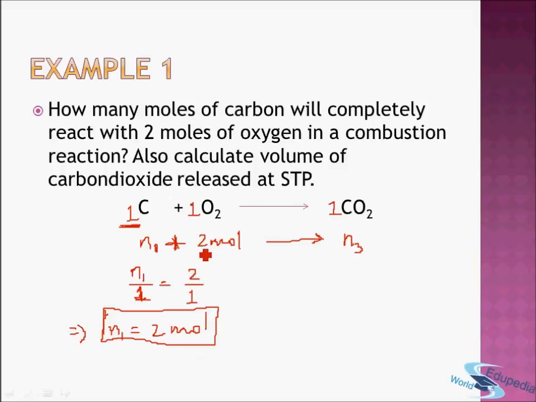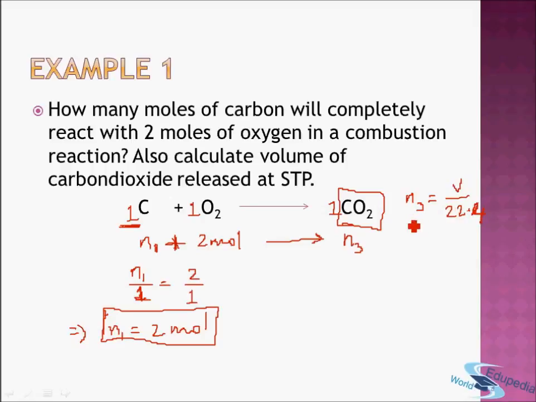Let's come to the next part. The next part of the question says calculate the volume of carbon dioxide released at STP. Now it has asked us to calculate the volume of this product, volume of CO2, under standard conditions. For that we know the relation between volume and moles. What is that? N3 is equal to V divided by 22.4 liter at STP. So I have to calculate V, that is volume.